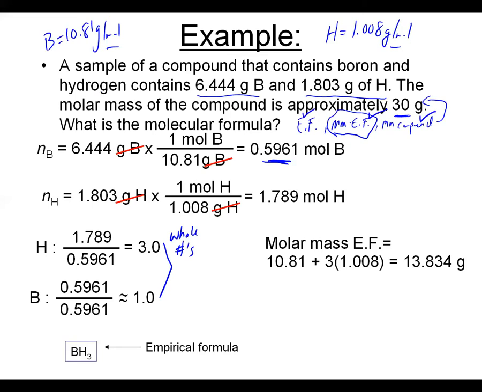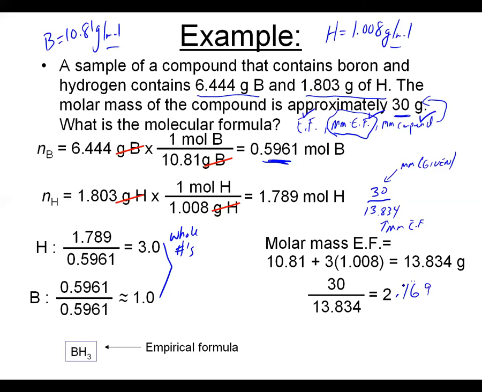Now we essentially have everything that we need to calculate the molecular formula. We want to take the molar mass that was given to us, which in this case is 30, and divide it by the molar mass of the empirical formula, which is 13.834. This is the molar mass of the compound, which was given, and this is the molar mass of our empirical formula. When we divide those two numbers, we actually get a number that is about 2. If you do it on your calculator, you're going to get something like 2.16, technically 2.169-ish.